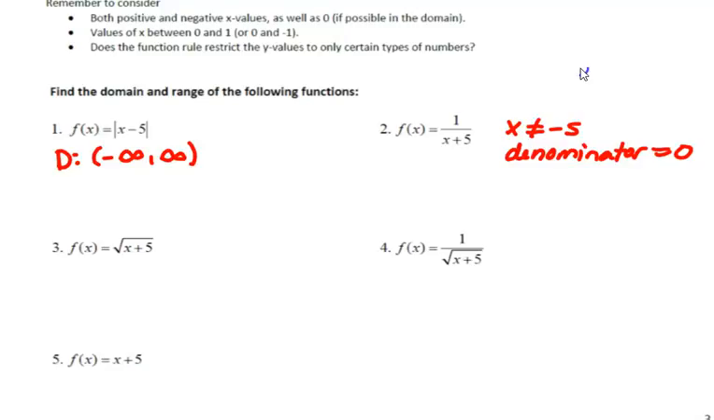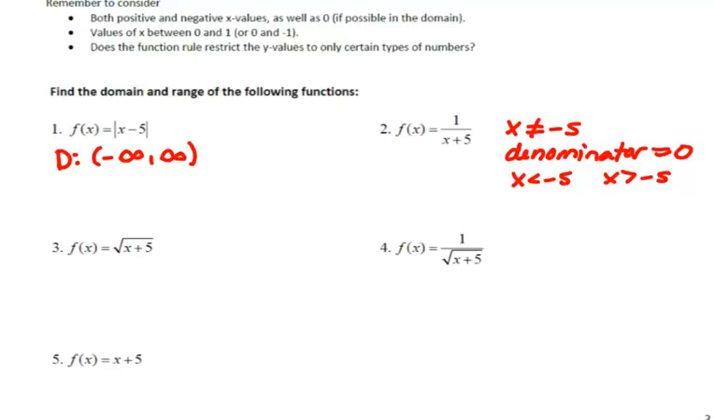So that means I can use anything less than negative 5, and I can use anything greater than negative 5. So in other words, I could use x less than negative 5, and I could do x greater than negative 5, but just not x equal to negative 5.